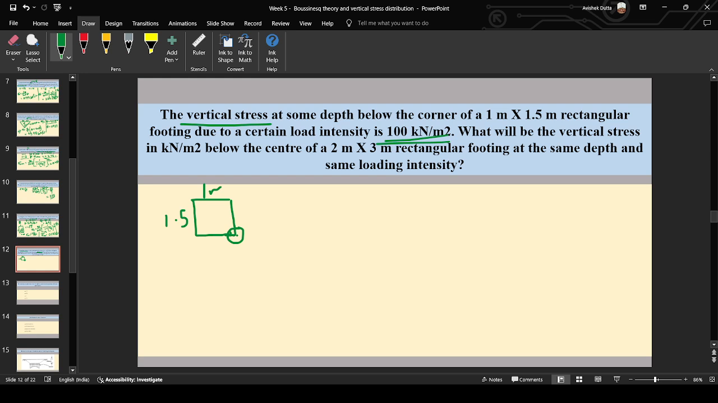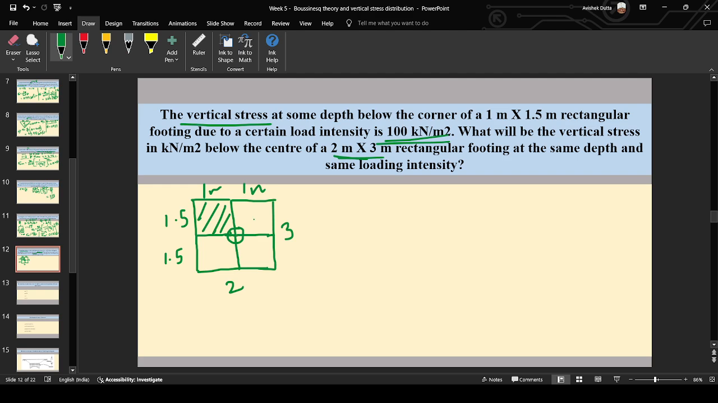Okay. So now if we consider the present geometry and the next geometry, we can see that if we draw another line over here, another 1 meter line and here another 1.5 meter line, and then make it a full rectangle, then we'll see that this is actually the 2 meter by 3 meter rectangular footing which is asked right now. In the first instance only this one particular block was considered, and due to this 1 meter by 1.5 meter block, the vertical stress at the corner, at this point, was 100.